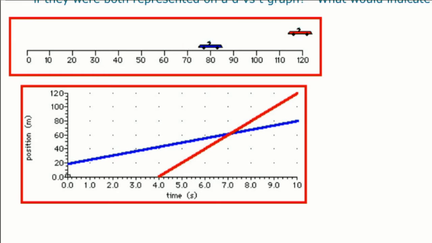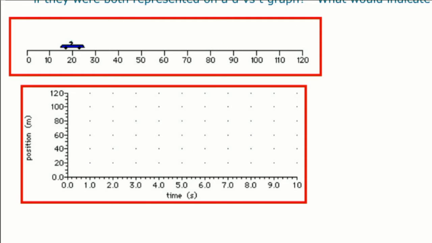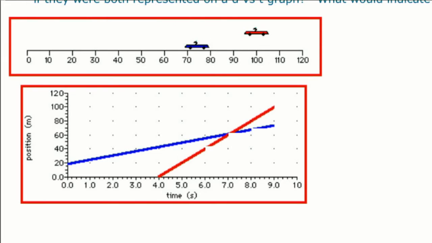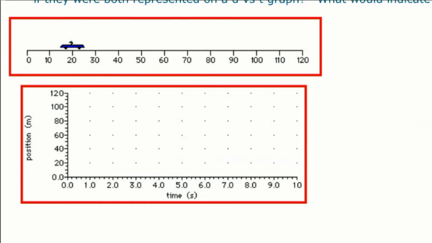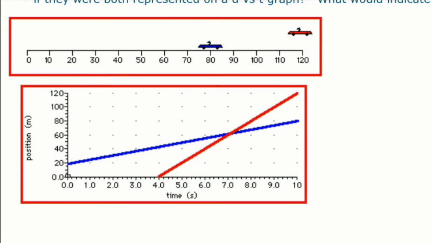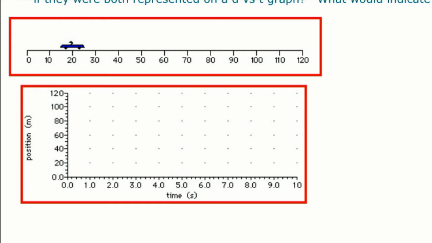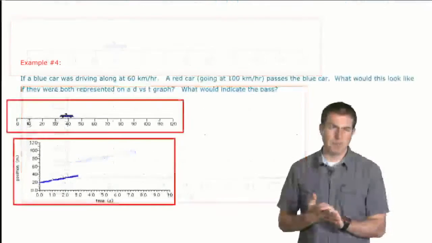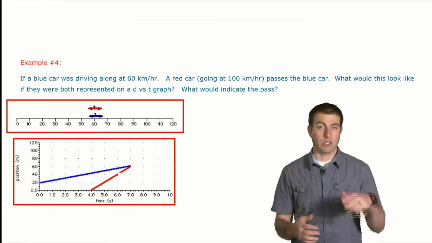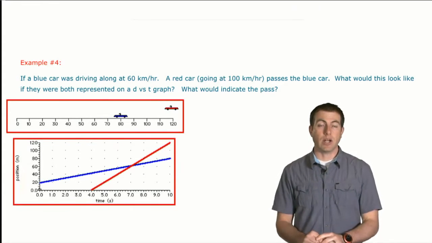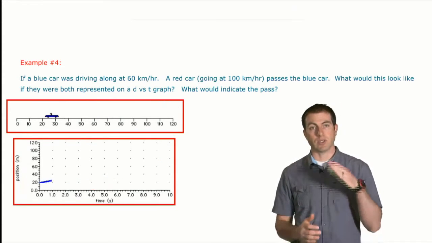You couldn't figure out how far it should start ahead. I guess it's not really important, as long as you're just trying to figure out what's happening. You're always going to have two lines that cross. The important thing here is the slopes of the lines. The blue car had a speed of 60, so it should have a slope of 60. The red car had a speed of 100, so it should have a slope of 100.